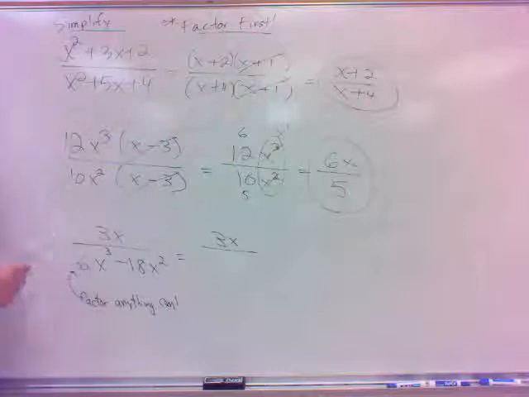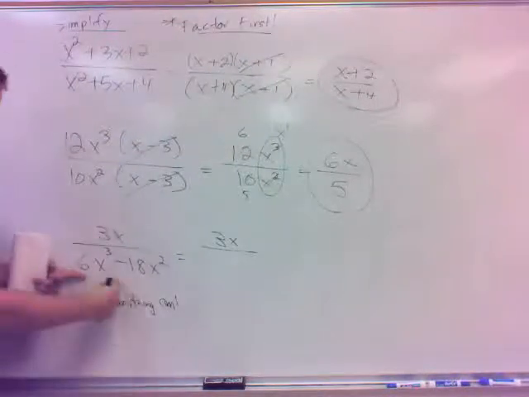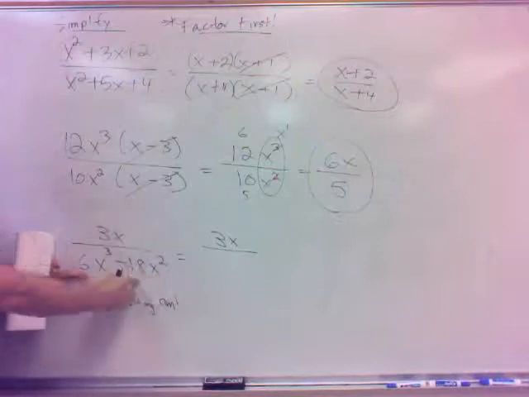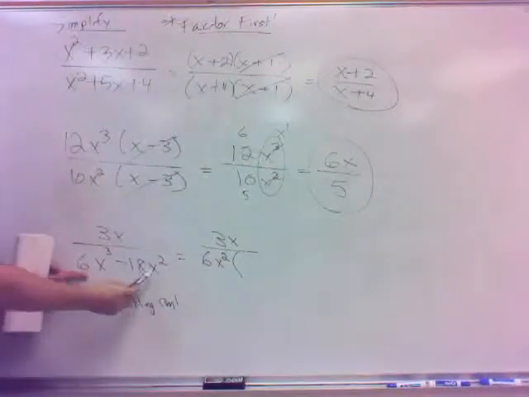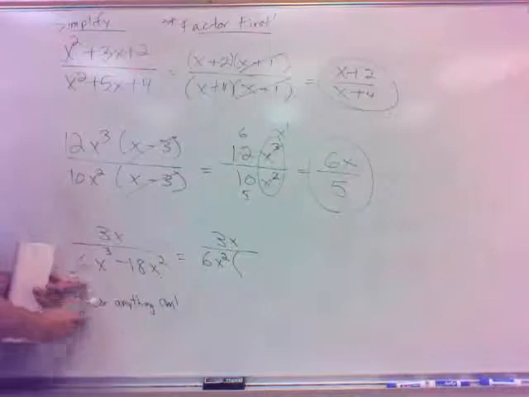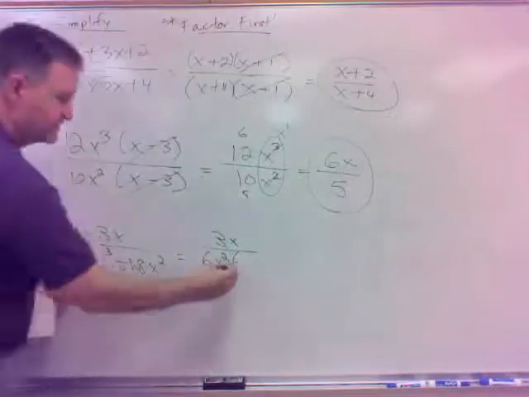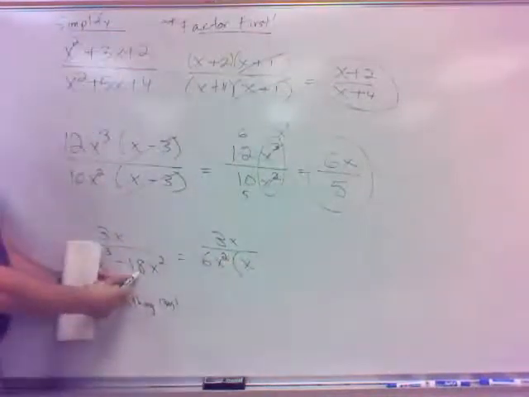All right, so I factor my denominator. What have I got? Common factor, 6x squared. 6x squared is a common factor of those two. What does that leave me? X, parentheses x minus 3.